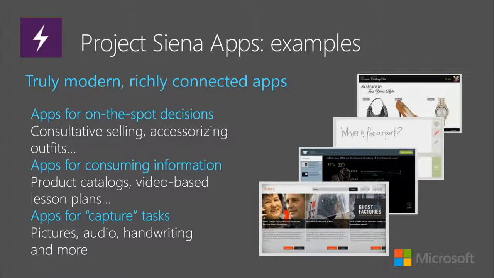And we try and put some criteria on here. We talk about on-the-spot decision-making applications. These are apps for consultative selling. You know, imagine somebody in an insurance environment talking about insurance packages and what-if scenarios. You have an app instead of a piece of paper to go and have those types of discussions with a customer. Apps for consuming information, very effective with product catalogs.